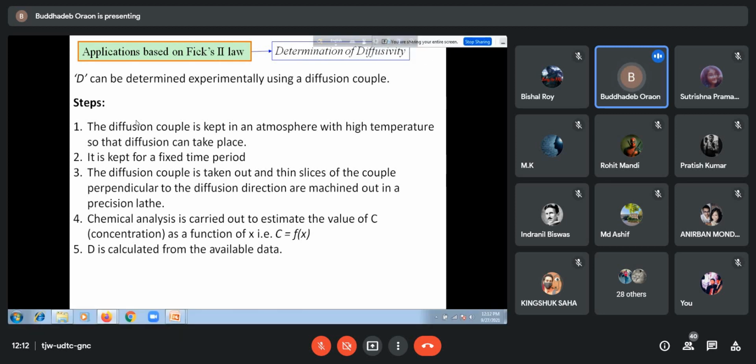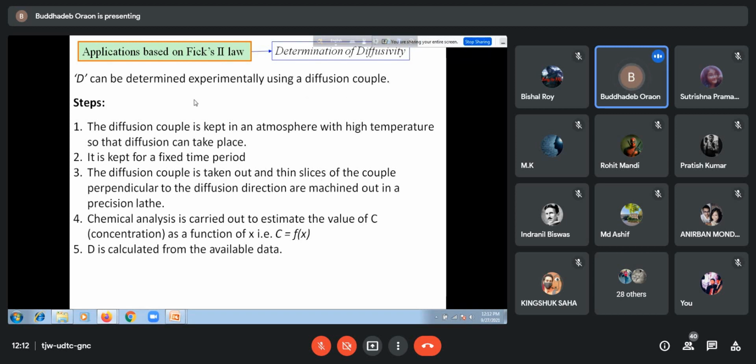This topic is called how to determine diffusivity. So far what we have understood is that this diffusivity is a very, very important parameter here for diffusion. So how to determine this diffusivity experimentally, and whatever data that has been given in any book regarding diffusion or diffusivity, it has been experimentally determined. And D can be determined experimentally using a diffusion couple.